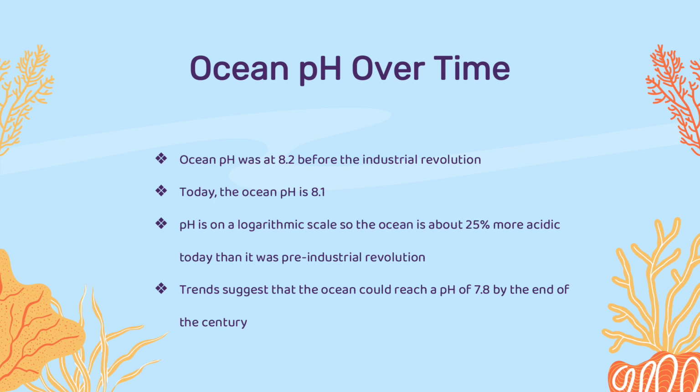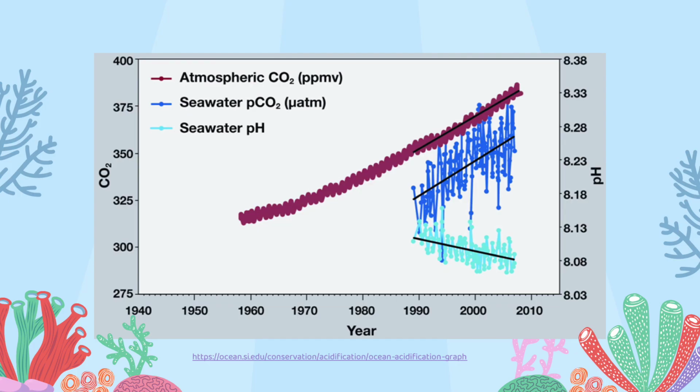It's suggested that the ocean could reach a pH of 7.8 by the end of the century. The last time the ocean pH was 7.8 was 14 to 17 million years ago. Here is a graph of atmospheric CO2 levels and seawater CO2 levels in correlation to the decrease in ocean pH.